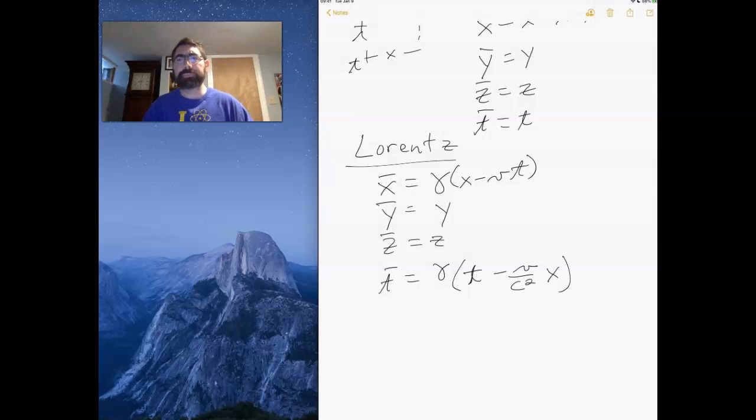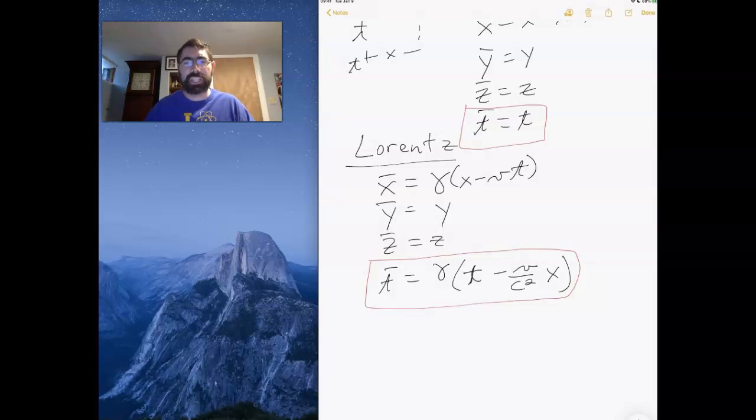So you notice now that in the Lorentz transformation, as opposed to the Galilean transformation, time now has a spatial component added into it. In the Galilean case, t bar was just equal to t, but now in special relativity, the space is incorporated into how the time is going to change between frames of reference.